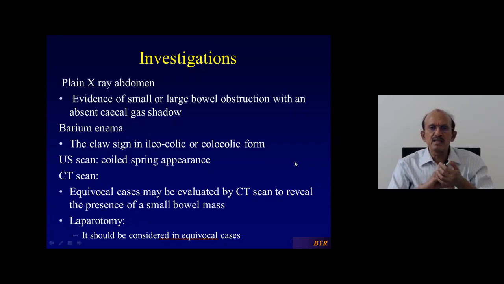When doubt is there, send him for ultrasound scanning. You will see a coiled spring mass inside the abdominal cavity. Or else you can go for a CT scan. I will show you the CT scan findings also. If you still have a doubt, then you go for laparotomy. Otherwise, a large bit of intestine will become gangrenous if you wait for more than 7 to 8 or 9 hours.